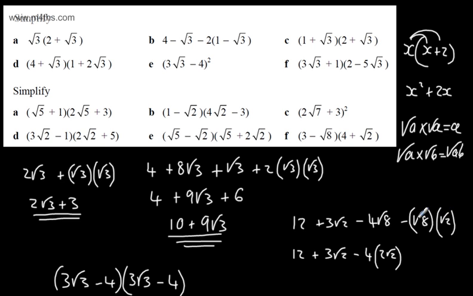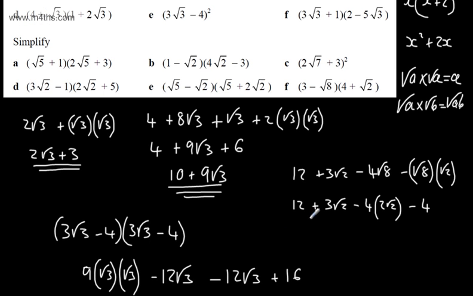This is going to give me now the root of 16. The root of 16 is going to give me 4. So if we just tidy this up, I've got now 12 minus the 4, which is 8. Then we're going to have plus the 3 root 2 minus 8 root 2. So that's going to give me minus 5 lots of the root of 2. So our final answer now would be 8 minus 5 root 2.